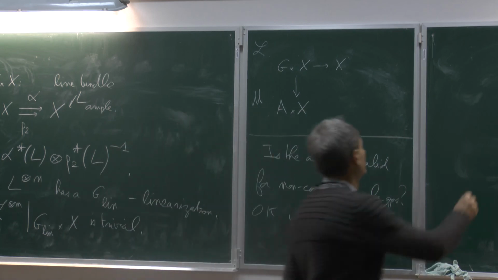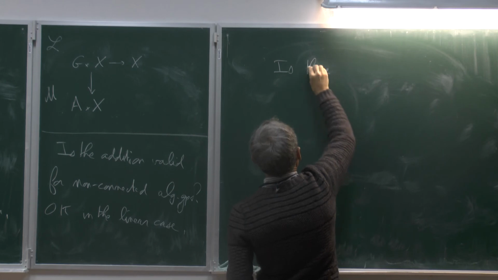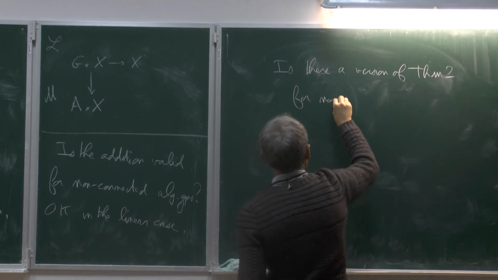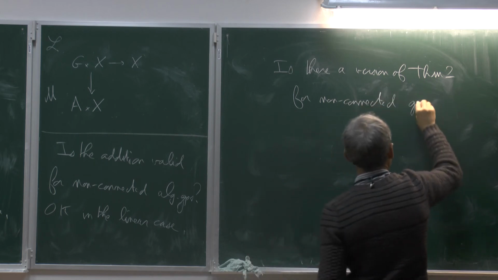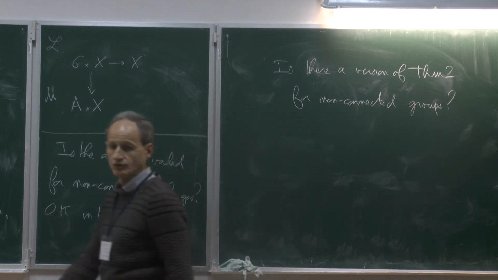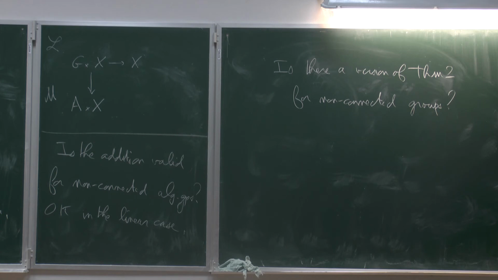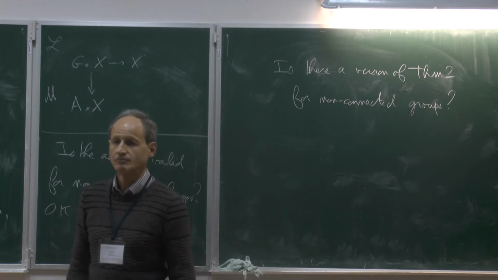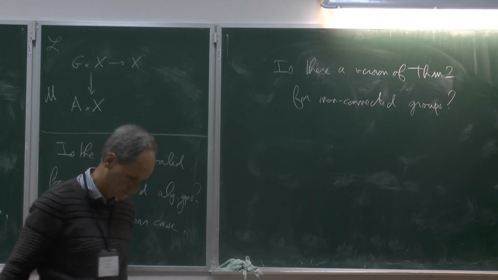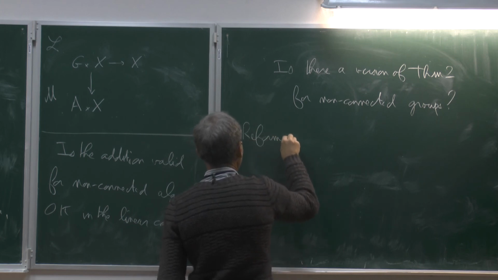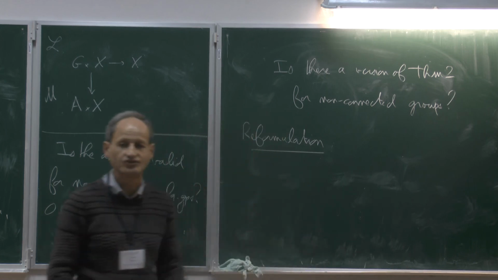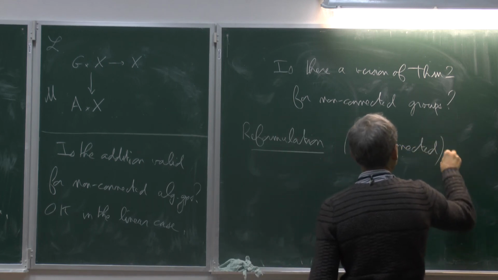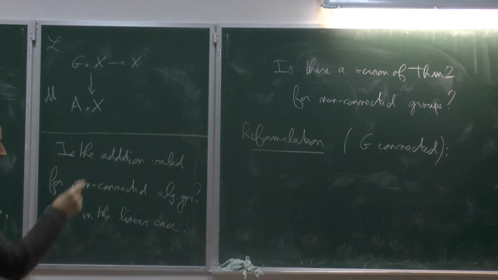And also, is there a version of theorem 2 for non-connected groups? This would be also useful, and it seems all the ingredients are there, but I cannot guess any reasonable version. Maybe I can give you a reformulation which can help, which is more intrinsic than this bundle construction. Again, for G connected, and then you will see, or you can guess better than myself, how you could extend it.